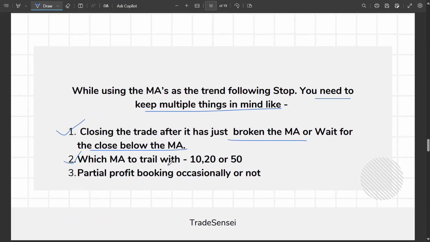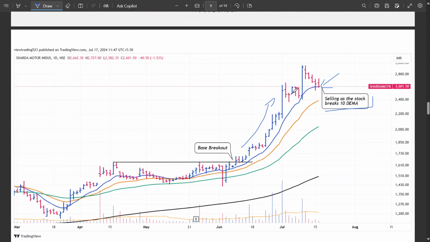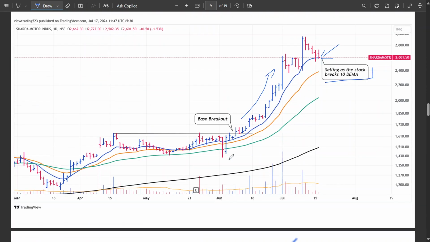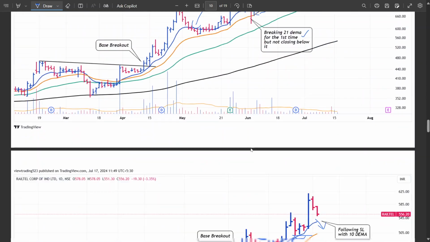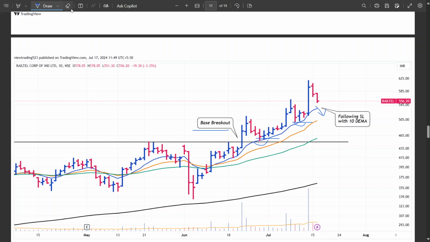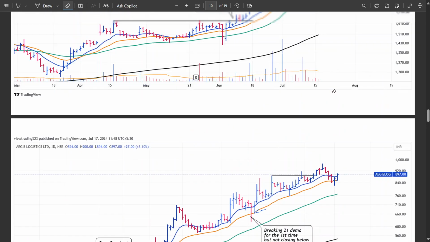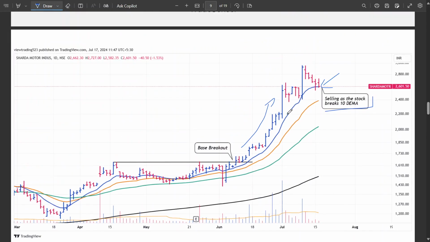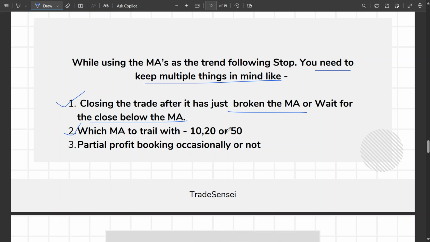Second is which moving average you are going to trail with, right? In this case, you'll see the price hasn't even broken the 10-day moving average, right? In this case, you see the price broke the 10-day very quickly, but followed the 21-day. Here you see the price hasn't broken the 10-day moving average. So that also will depend on you. How long do you want to stay with that particular stock, right? How long do you think the trend will continue? That way you'll have to decide if you want to trail it using a 10-day moving average, or a 50-day moving average, or a 20-day moving average.